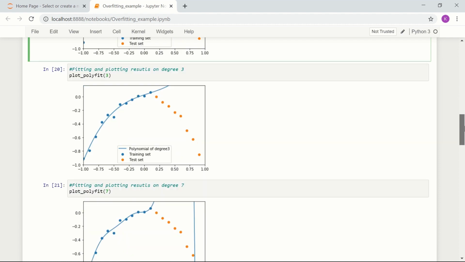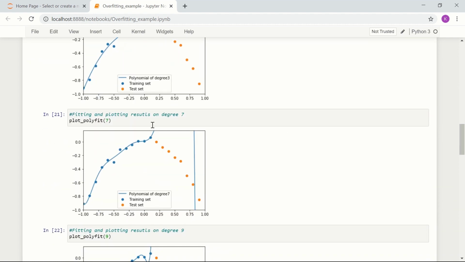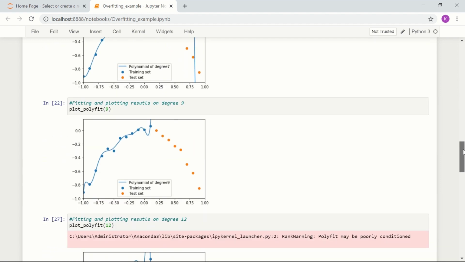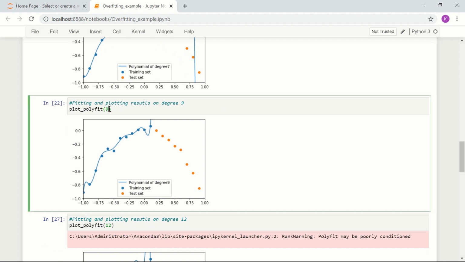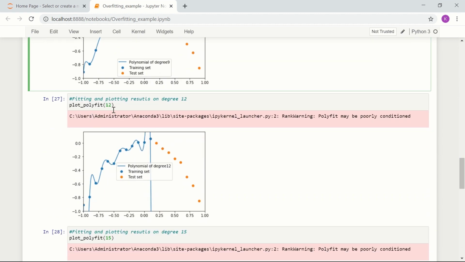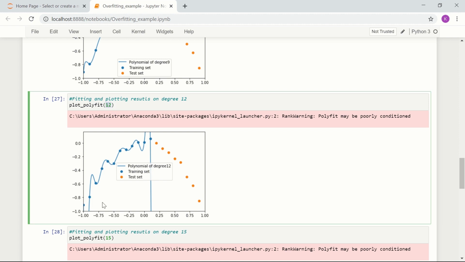But here is the important case. If we go on increasing the power of the model, the curve starts fitting the noise even and forgets the underlying pattern actually. And when we reach power 9, it tries to exactly fit the noise. And with the increase of the number, when we reach 12, here is the best example of overfitting.